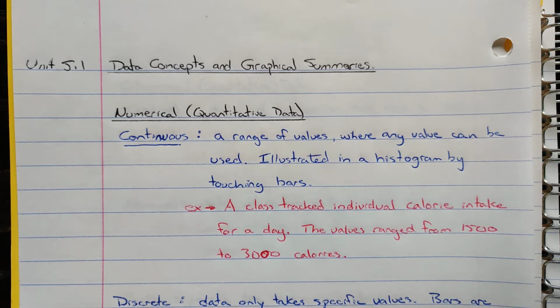So a couple definitions. First off, numerical or quantitative data. So quantitative, think of quantity. We're thinking of numbers. We're working with things that are going to be very specific to counting and things like that.